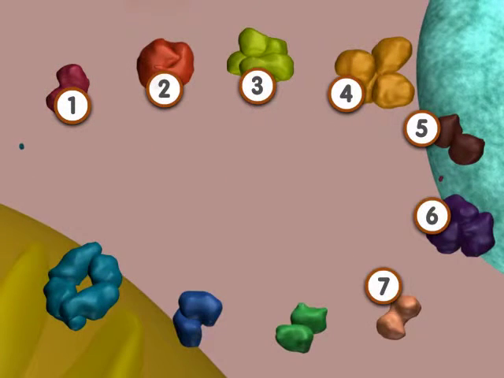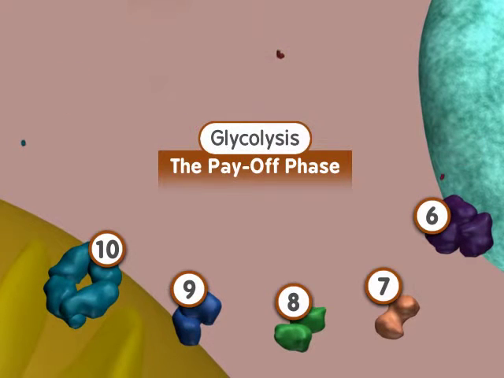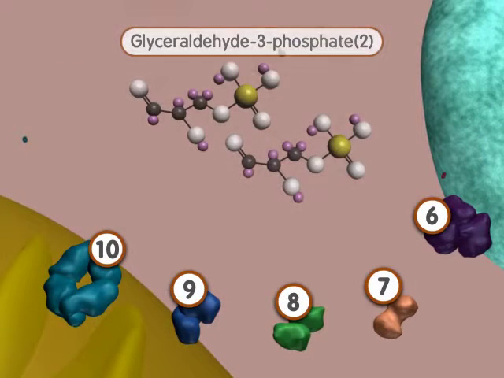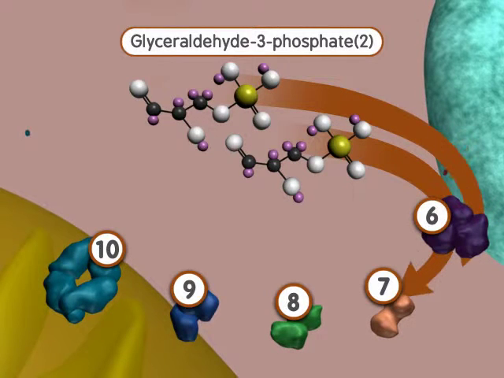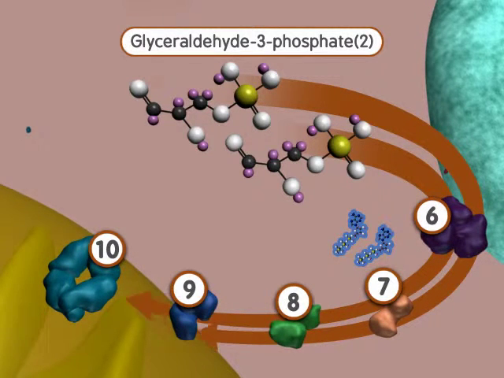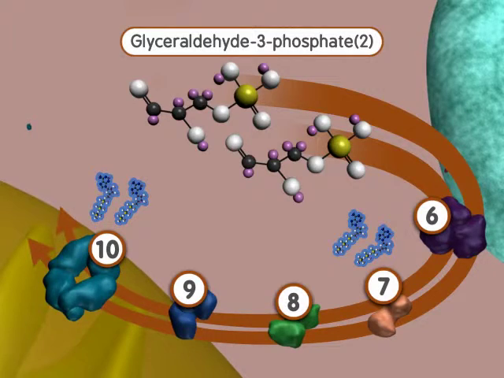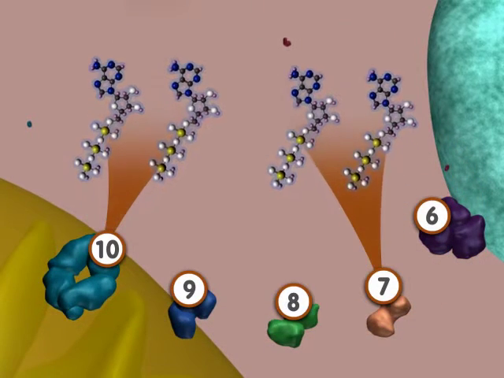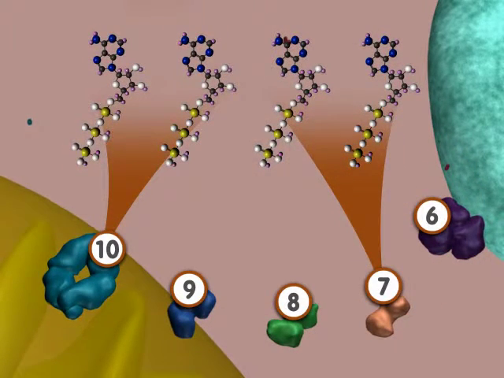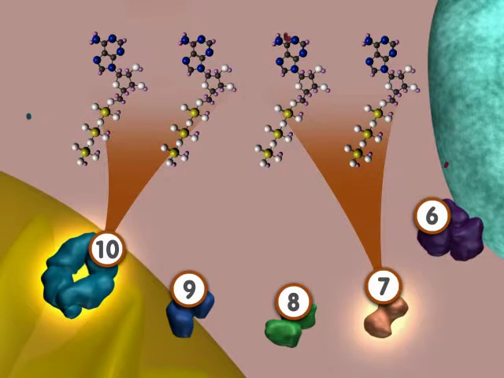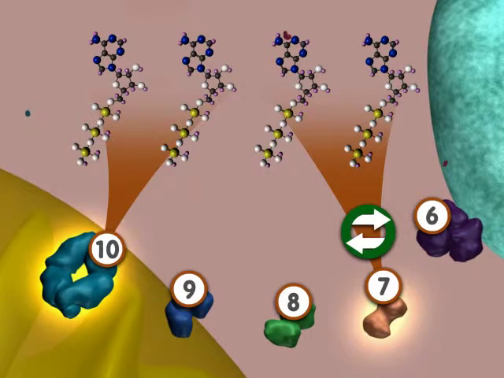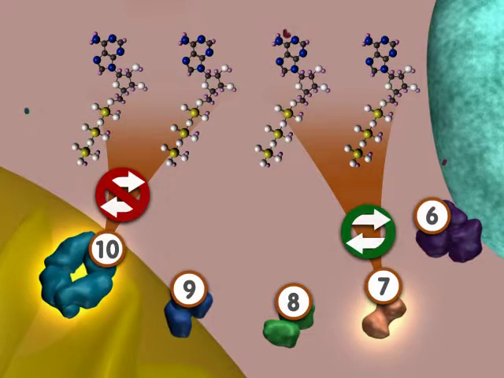The next 5 steps of glycolysis produce energy. 1 ATP is made per glyceraldehyde 3-phosphate in both reactions 7 and 10. This means a total of 4 ATPs are produced in glycolysis. Both of these steps are carried out by a kinase reaction. Note that step 7 is reversible, while step 10 is not.